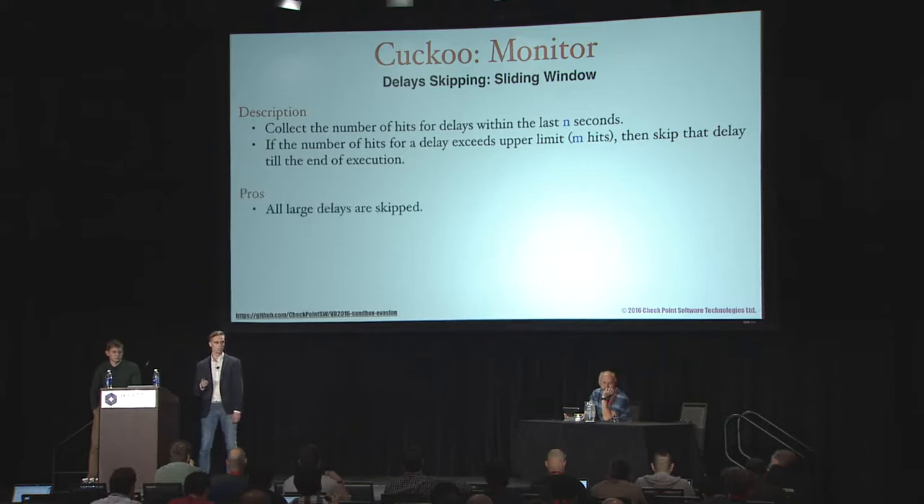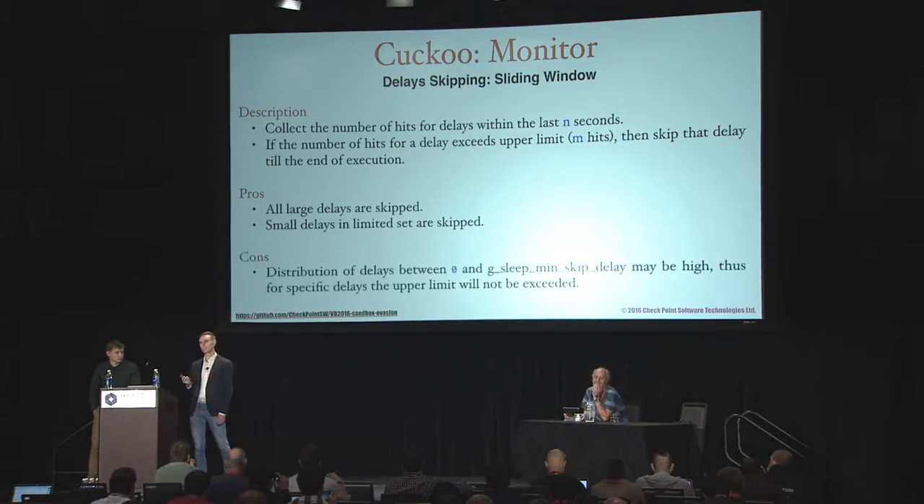The pluses are that we skip all large delays, and small delays from a limited set are skipped. However, the minus is that the distribution of delays between 0 and gsleep min skip delay may be pretty wide. Thus, for specific delays, the upper limit will not be exceeded. To solve that problem, we can actually group delays into swarms.